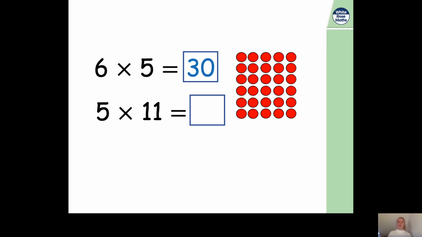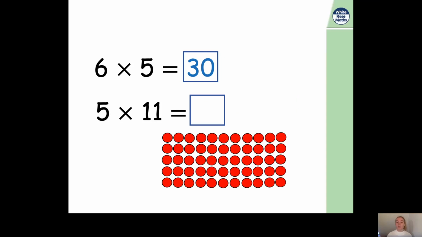Okay, you ready? 5, 10, 15, 20, 25, 30, 35, 40, 45, 50, 55. Stop! We've counted 11 times. So the answer is 55. And we can use our array, which has 11 columns with 5 in each, to work out that it is, in fact, 55. So well done if you got that right.